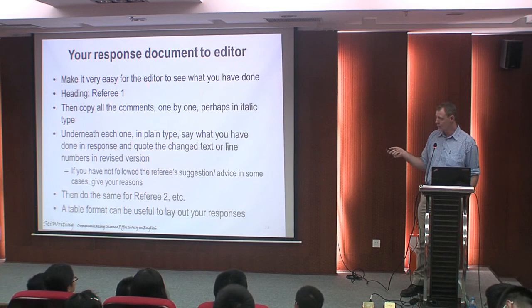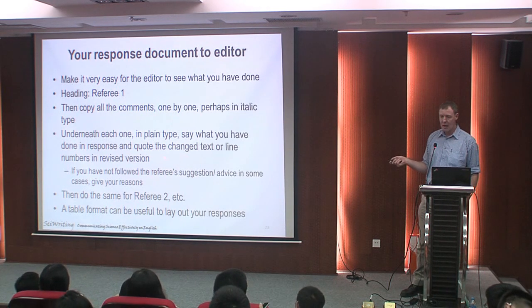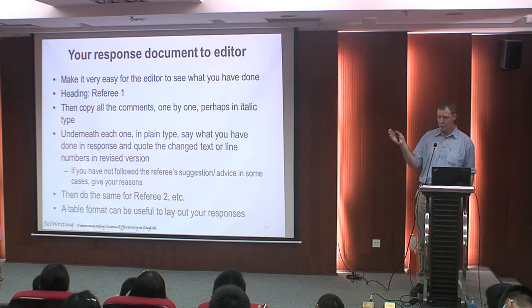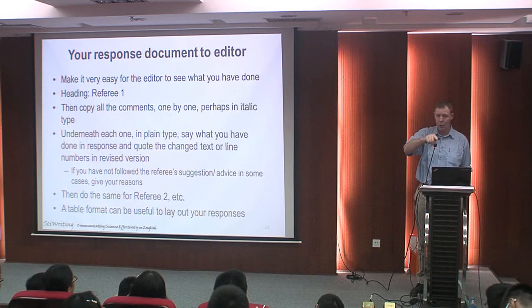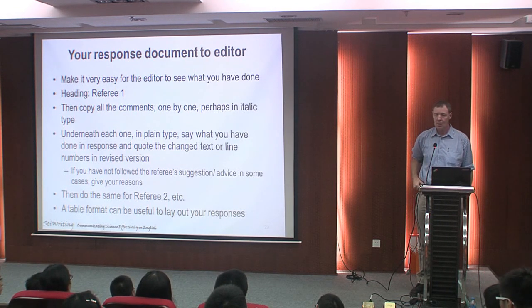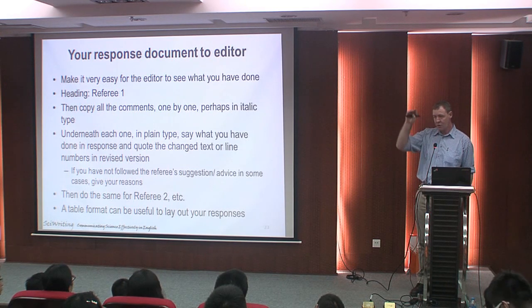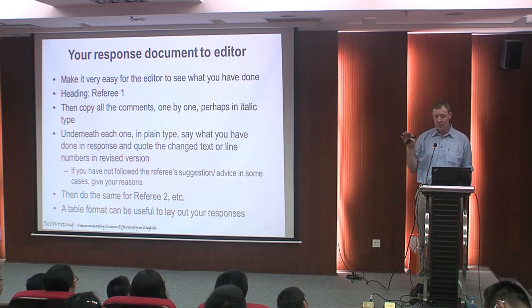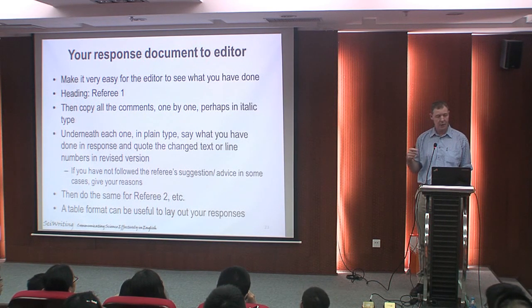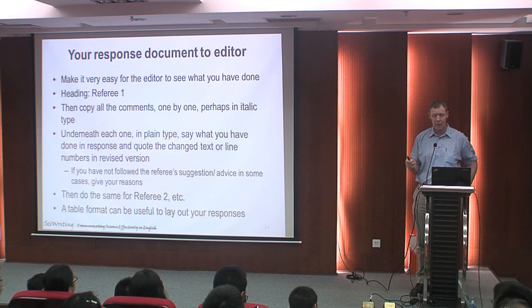Then, when you've done all of these things and shown the editor everything, you do it again for the next reviewer and the next. And you can also use a table to do that. You should put the comments in one column and the response in the next. Right? When I review a paper, I try to make the comments in such a way that the author will be able to respond to my comments in this way easily, so that the editor will have an easy job to match the response to the comment.